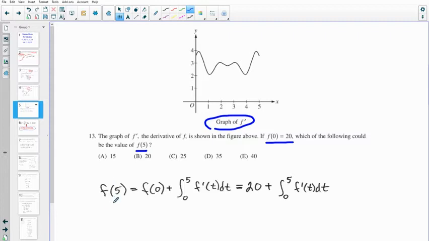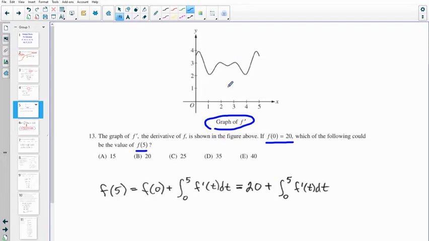The value at 5 is the value at 0 plus the integral of the rate of change. How much will it change between time equals 0 and time equals 5? And so 20 plus this integral. Now, we don't know what this function is. So the value of this integral, we're going to have to do as an approximation, which is why they've given us these different possibilities.